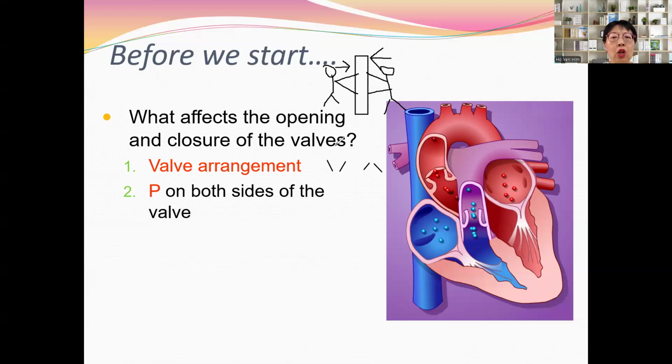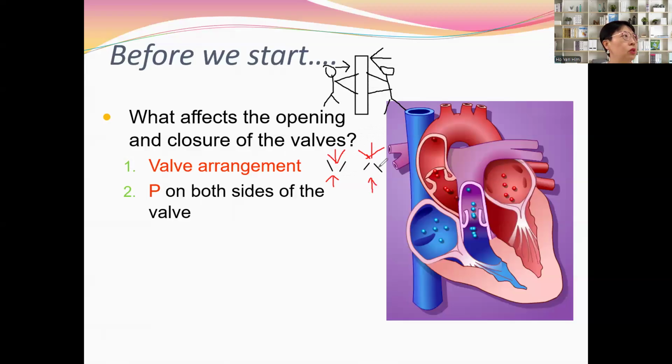Same here. Let's say the pressure on top is stronger than the pressure at the bottom. What happens? Does the valve open or close? Higher than the bottom, so the valve will open, right? Same thing: if the pressure on top is stronger than the pressure at the bottom, does the valve open or close?